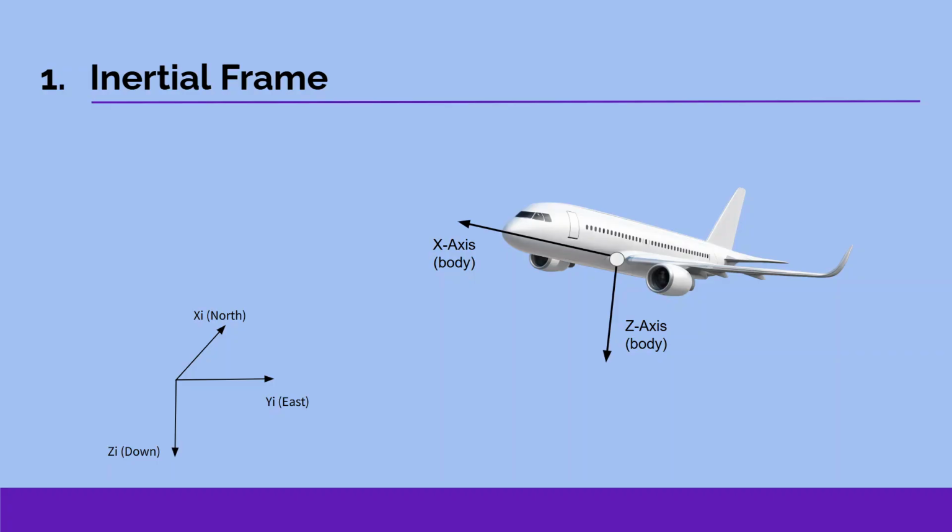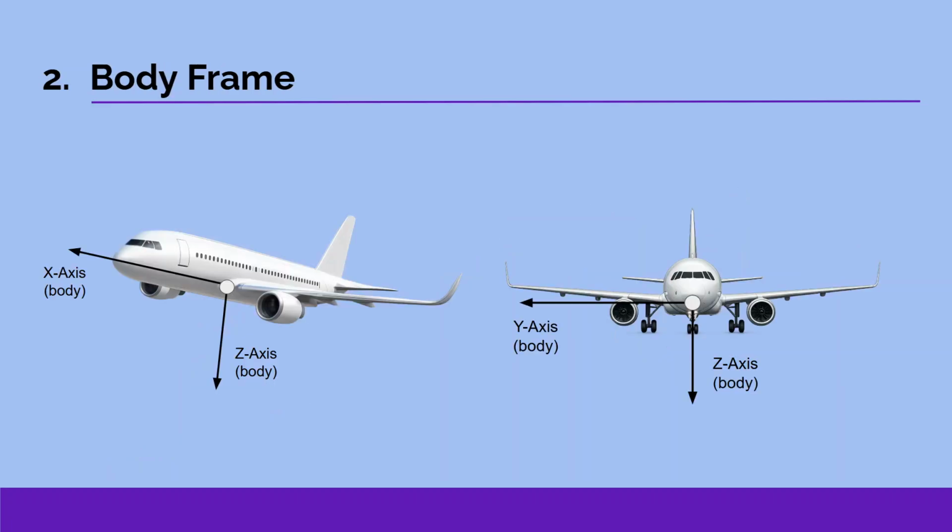As its nickname implies, the x-axis points north, the y-axis points east, and the z-axis points down to the center of the planet. It is probably the most important reference frame, as everything is going to be relative to the inertial frame. The next frame is called the body frame, and it is fixed to the body of the air vehicle being analyzed, with its origin at the center of gravity.